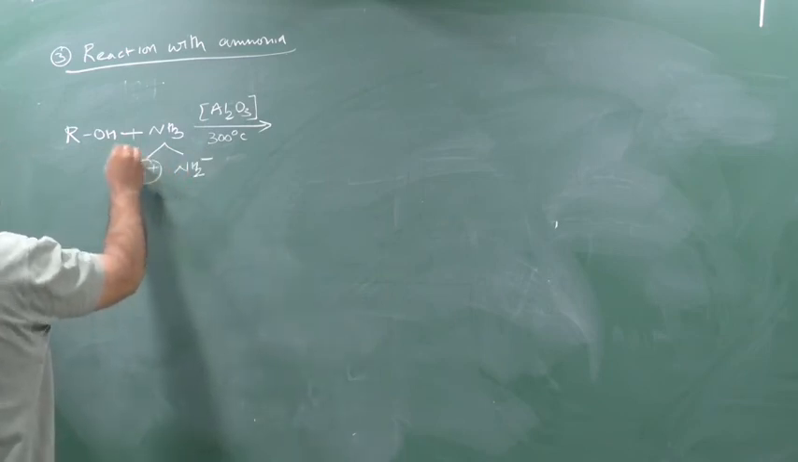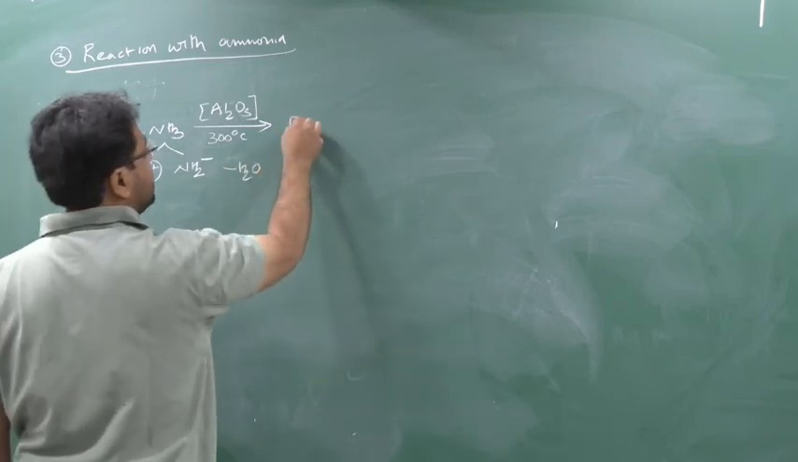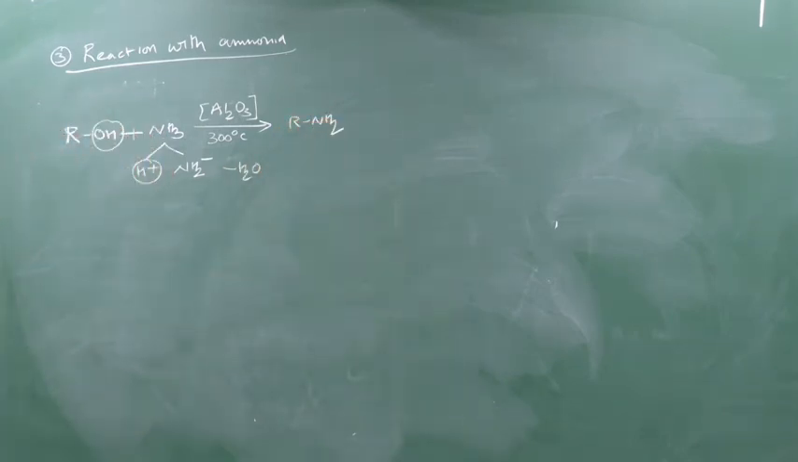So this H plus and this OH will generate what? Water, and there is formation of RNH2. This is the formation of RNH2, 1 degree amine. Yes or no? 1 degree amine.